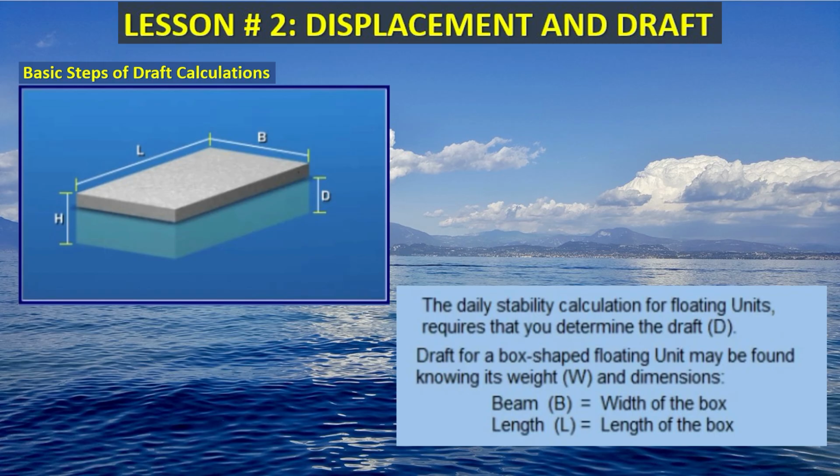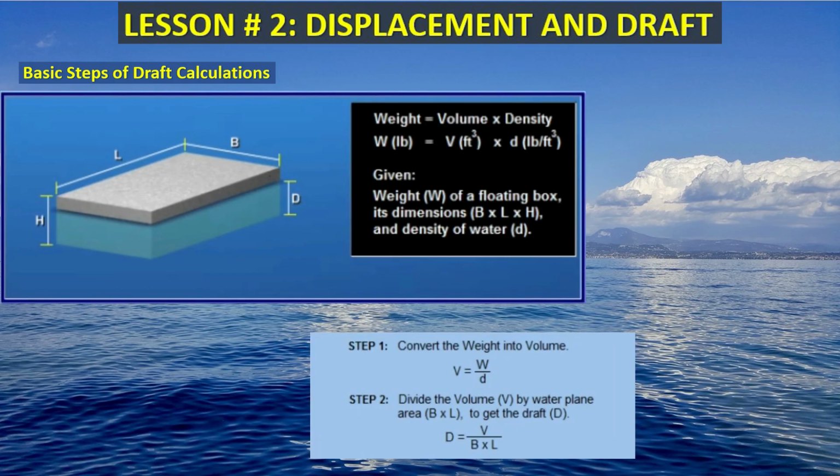Now we review the steps of draft calculations. Step 1. Convert the weight into volume. V equals W divided by D. Step 2. Convert the volume V by water plane area, B times L, to get the draft D.